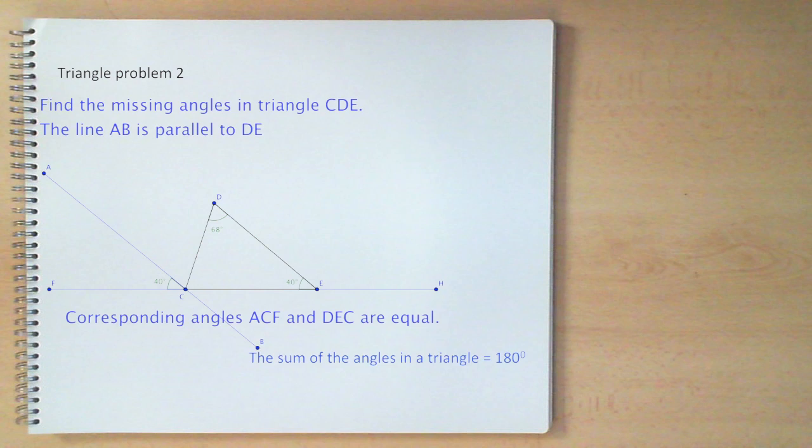Then the sum of the angles in the triangle is 180 degrees, which leaves us with 180 degrees minus 40 degrees minus 68, and that leaves us with 72 degrees for the final angle. So now we know all of the angles in the triangle, which is what we were asked to find out.